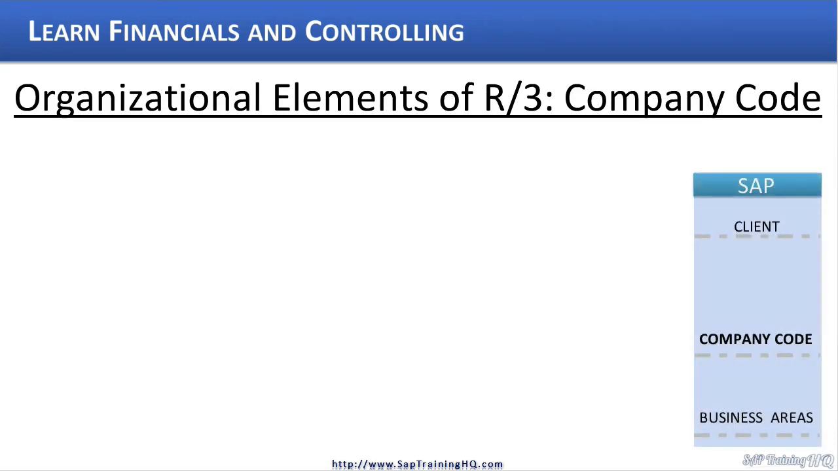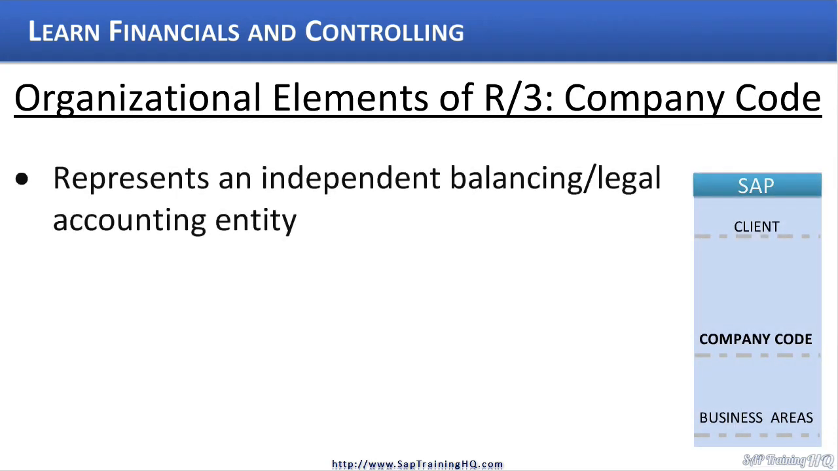The company code is a financial accounting unit. It represents an independent balancing or legal accounting entity. An example would be a company with independent accounts within a corporate group. Financial statements required by law can be created at this company code level, and every organization for which a financial statement and profit and loss statement is to be created must be stored as a company code in the SAP system. Thus, the company code is the organizational unit that helps to structure an enterprise from a financial accounting perspective.